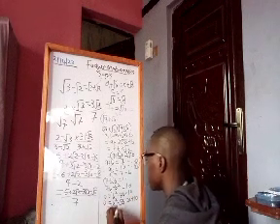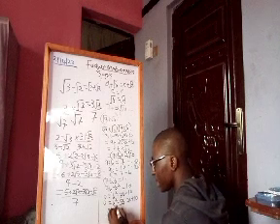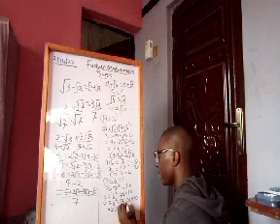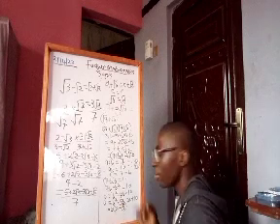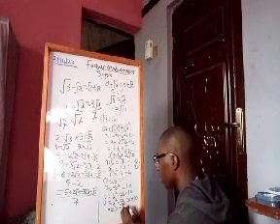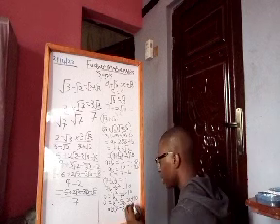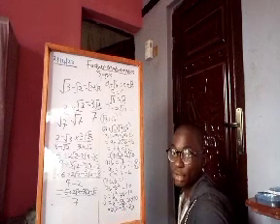B, open bracket. B squared divided by b is b, right? Minus 5b divided by b is minus 5. Close your bracket. Then open the second bracket. What's common to both terms? Minus 2. Let's bring minus 2 out. Minus 2b divided by minus 2 is b. 10 divided by minus 2 is minus 5.